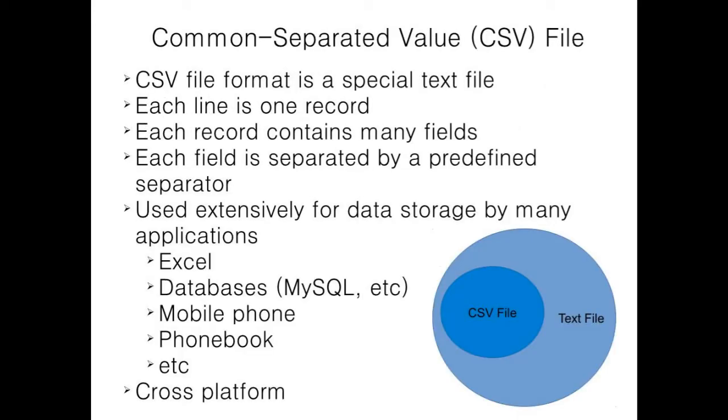The CSV file format, the comma separated value file format, is just like a text file, but it is a special kind of text file. In a CSV file, everything is represented as text, and each line of the text file represents one record. Each record contains many different fields, and we use the CSV file format to represent data storage.